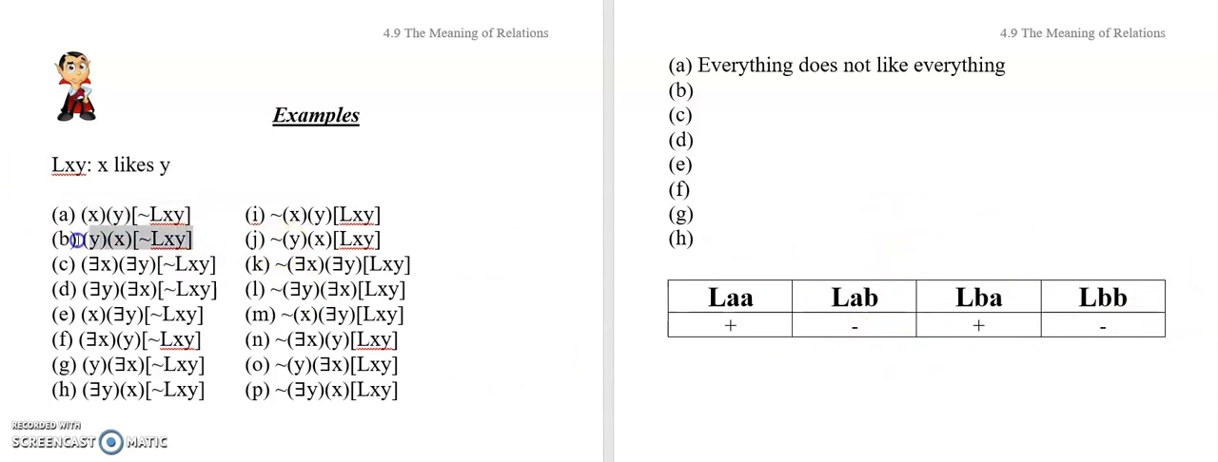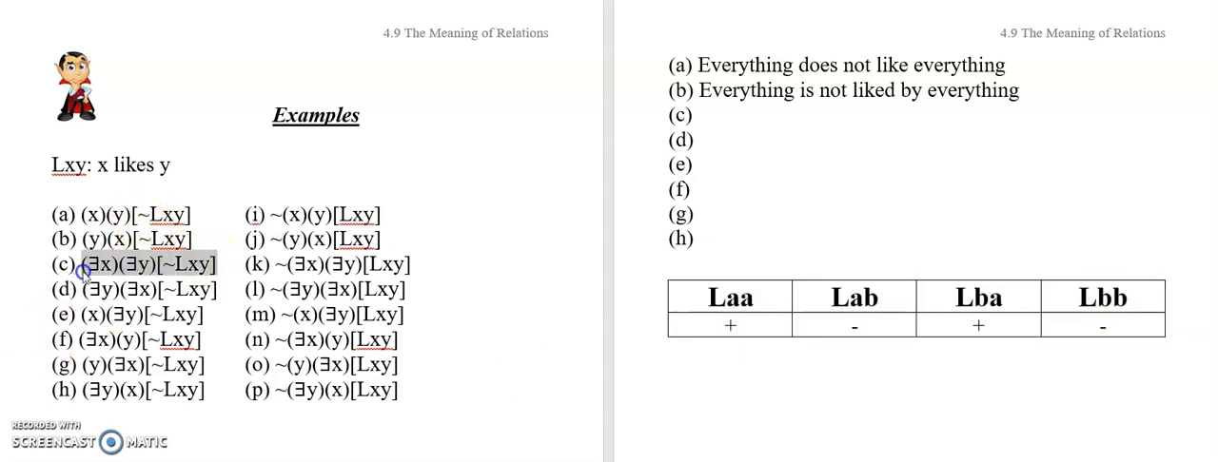Okay, let's try this one. Pause now. I'm just going to go through these in the interest of time, but always pause and try these on your own. What we notice here is that we've got the Y in this position, so we're going to translate it that way: everything is not liked by everything. A is not liked by A, and it's not liked by B, and B is not liked by A, and B is not liked by B. Once again, on this particular domain, that would be false. These would all have to be negative in order for that to be true. That's the meaning of the sentence.